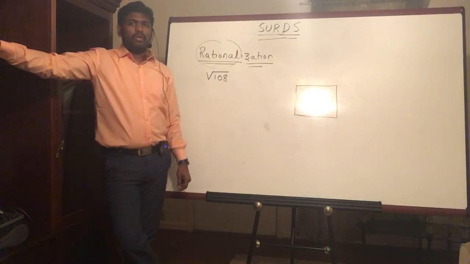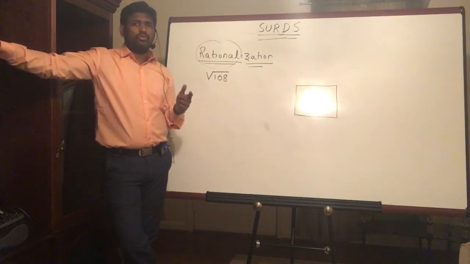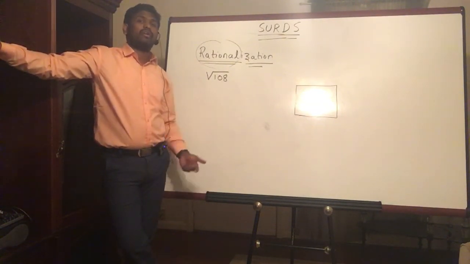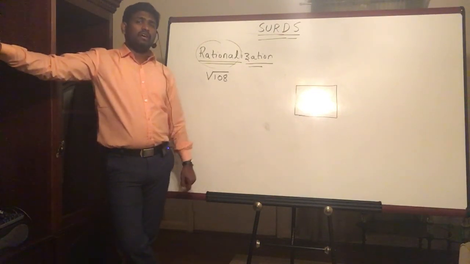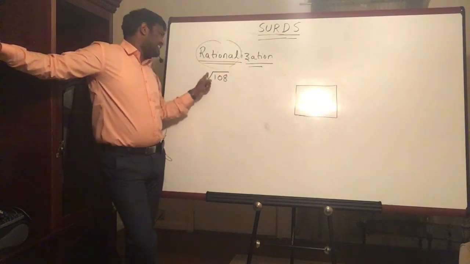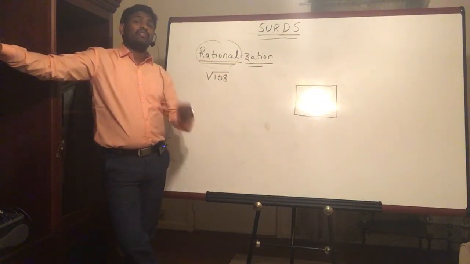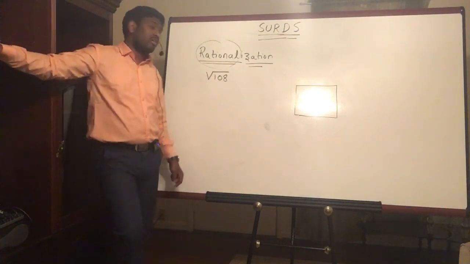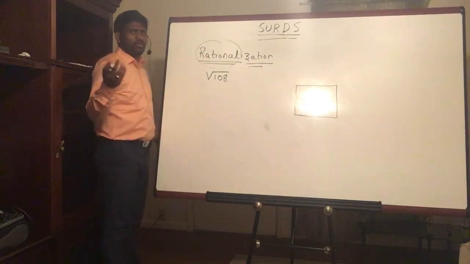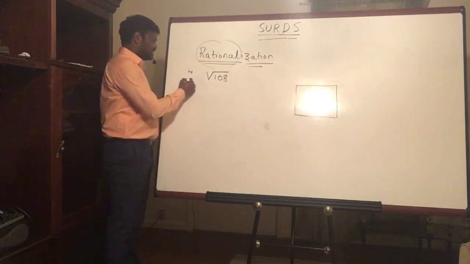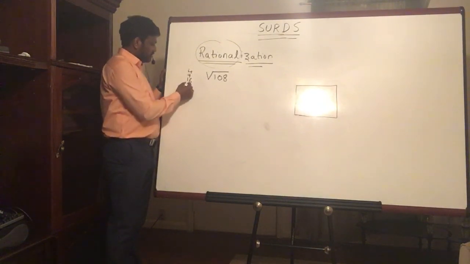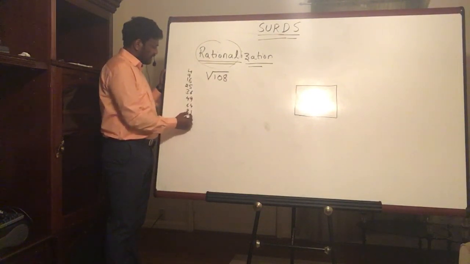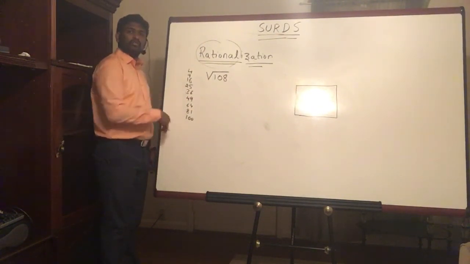Now, this is most important. We need to check if root 108 can be further simplified or not. How to check if it can be further simplified or not? Because he said square root, we need to check the perfect squares less than 108. What are the perfect squares less than 108? Leave 1, okay, 1 is a factor for everyone. 4, 9, 16, next 25, 36, 49, 64, 81 and 100. These are all the perfect squares.